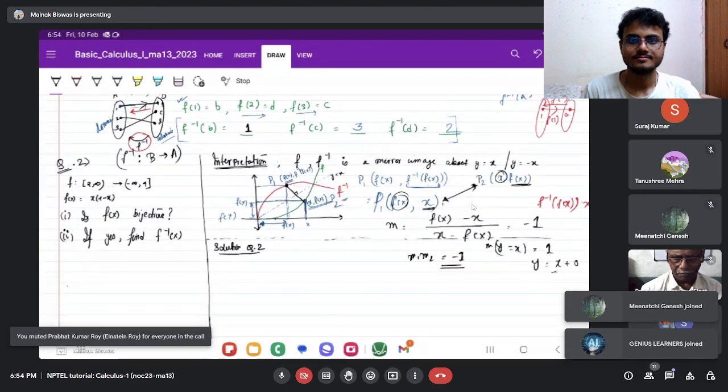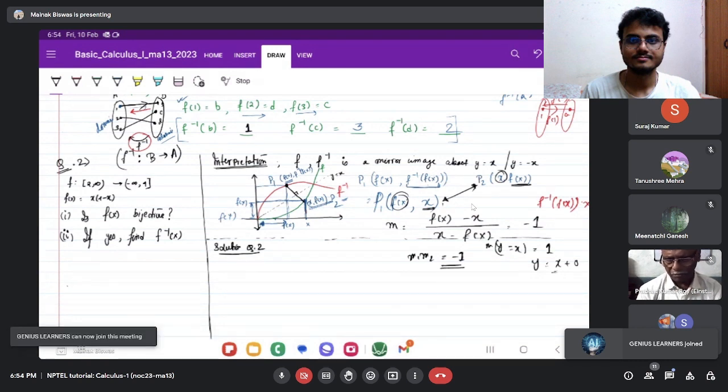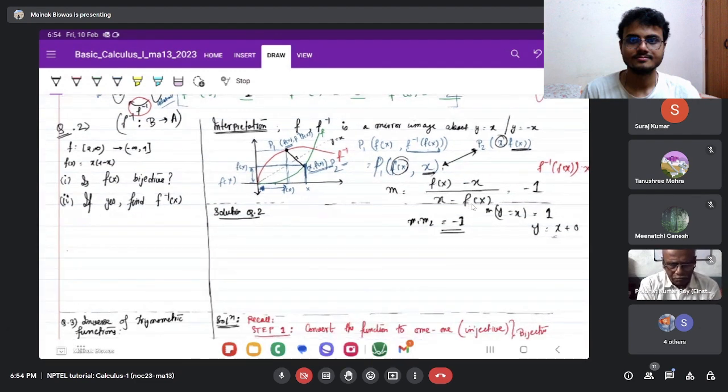So this shows that your f inverse is a mirror image of f across y equals x. So let's do some simple problems of this. This is just to give you the geometric interpretation, and it will be useful. If you take the mirror image about y equals x, you would get the inverse function. That's the idea I wanted to portray through this.